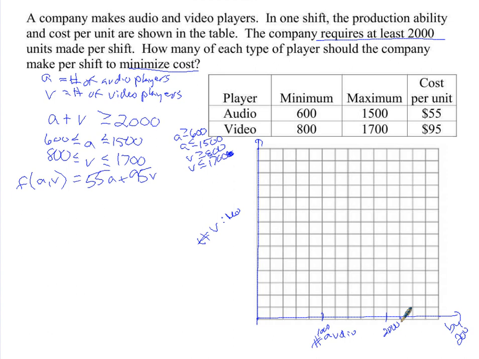We need to come up with a good scale for video as well. I know I have to be between 800 and 1700 anyway, but if you look, we're also going to have a video intercept on this one of 2000. So how about a scale of 200s on that one as well? And I'll mark that. Here's 1,000. Here's 2,000.